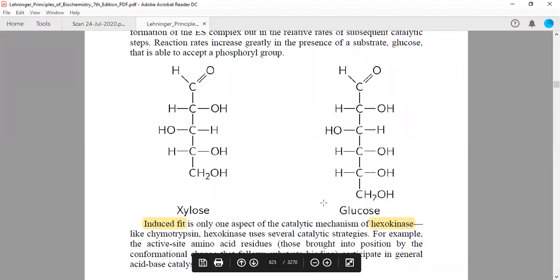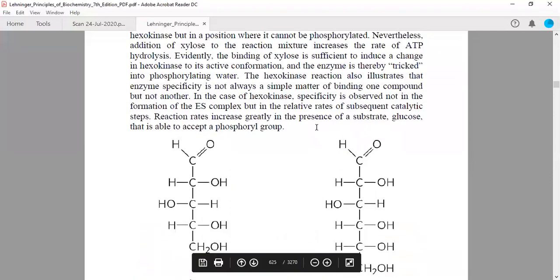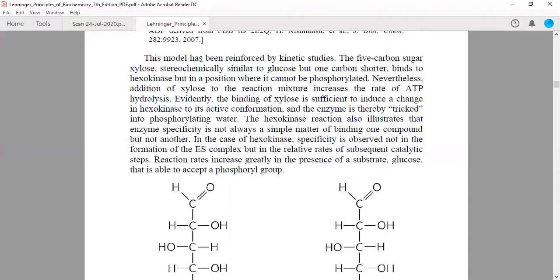Generally, it binds with glucose, but it can bind with xylose also, because xylose is a 5-carbon sugar and glucose is a 6-carbon sugar. So what will happen? Let's read these few lines so that you are able to understand. This model has been reinforced by kinetic studies: a 5-carbon sugar that is called xylose. So this is a direct question; it can be asked somewhere. Xylose is a 5-carbon sugar, stereochemically similar to glucose.